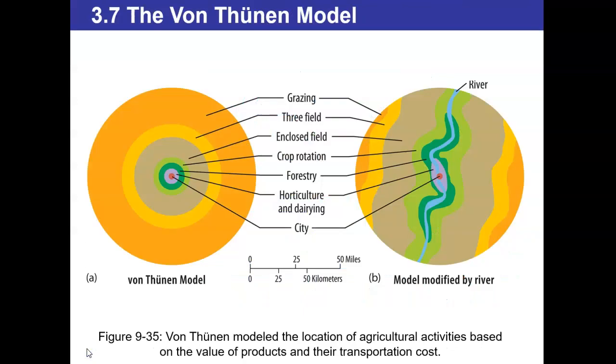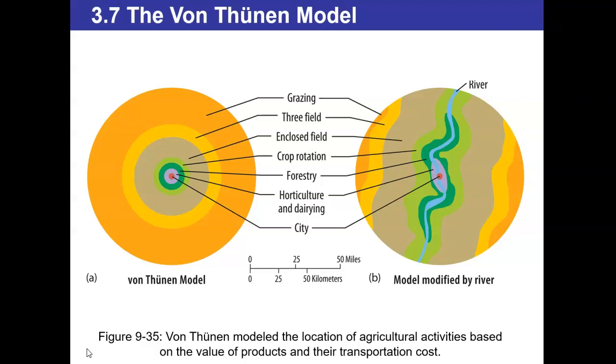Now, time for the von Thunen model. This comes from figure 9-35 located on page 329 of your textbook, and it's a very important model that you should be prepared to discuss. The von Thunen model indicates the location of agricultural activities based on the value of products and their transportation costs.